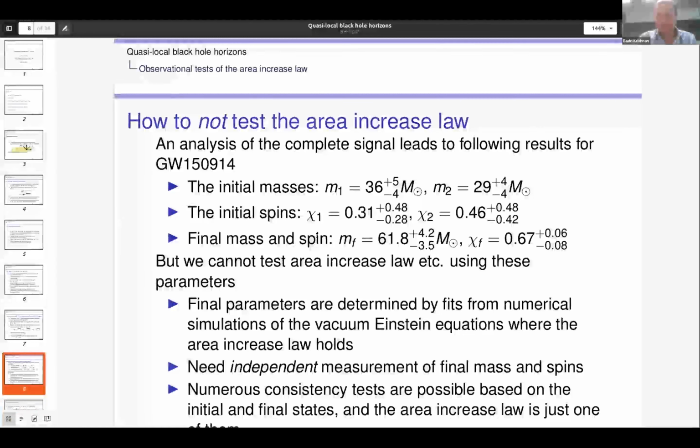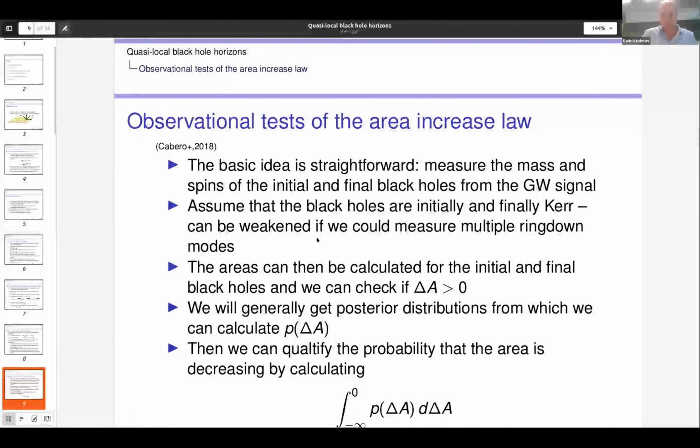And in fact, I should say that this is just one particular case of a test between the initial and the final state of binary black holes. Generally, there's a number of consistency checks you can do in this scenario. So I won't mention all of them here, just to say that this is just one of these consistency checks that can be done. So this is the basic idea for the observational test.